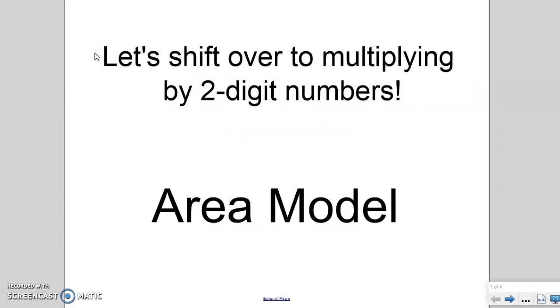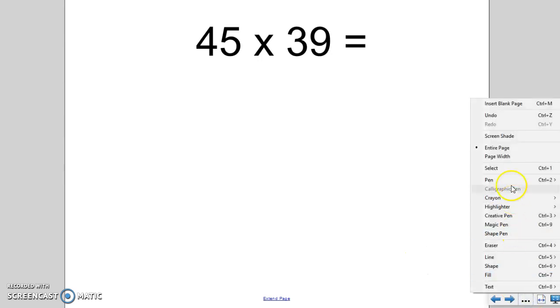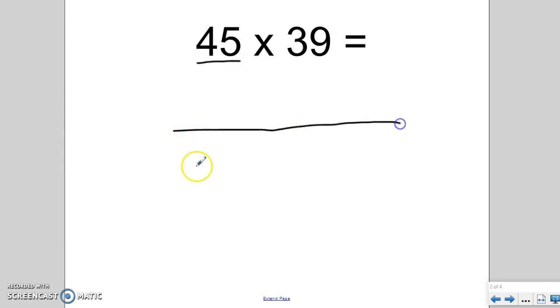Alright, boys and girls, so this video is shifting from multiplying by one-digit numbers to multiplying by two-digit numbers using that area model. And it's actually exactly the same. The main difference here, if you take a look, is we know that when we're doing the area model, area is the inside of an object. And so we would have a length and we would have a width.